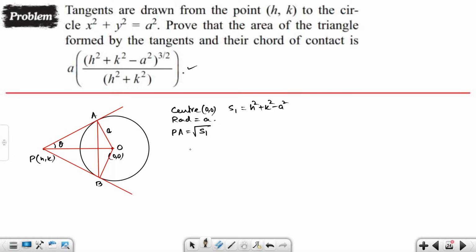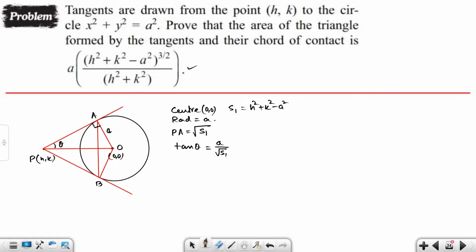Then what is your tan theta? Your tan theta is A over root S1. Tell me yes or no? Tan theta is, because this angle is 90 degrees, so tan theta will be perpendicular by base, that is A over root S1. Is it clear? Absolutely. Okay.